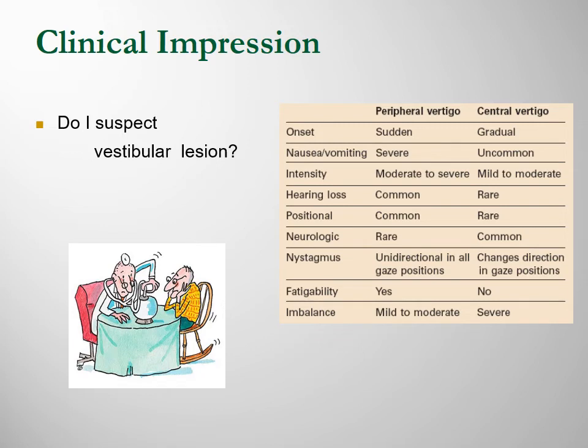From the history: the onset, accompanying nausea and vomiting, intensity, if there is hearing loss or not, if there are positional changes or not, if there are neurologic symptoms or signs, if there is nystagmus and the type and direction of nystagmus, and imbalance, mild to moderate or severe, we can suspect peripheral and differentiate from central vertigo. And sometimes I can categorize a specific disease.